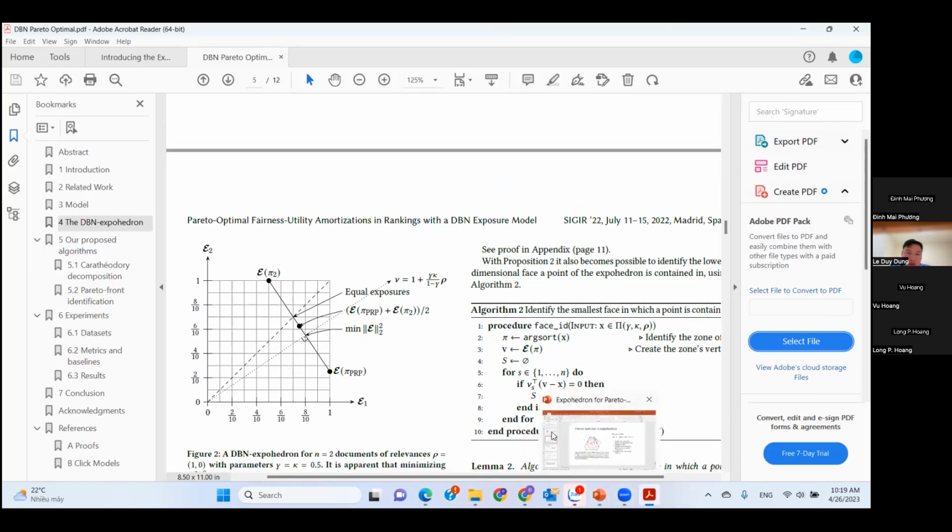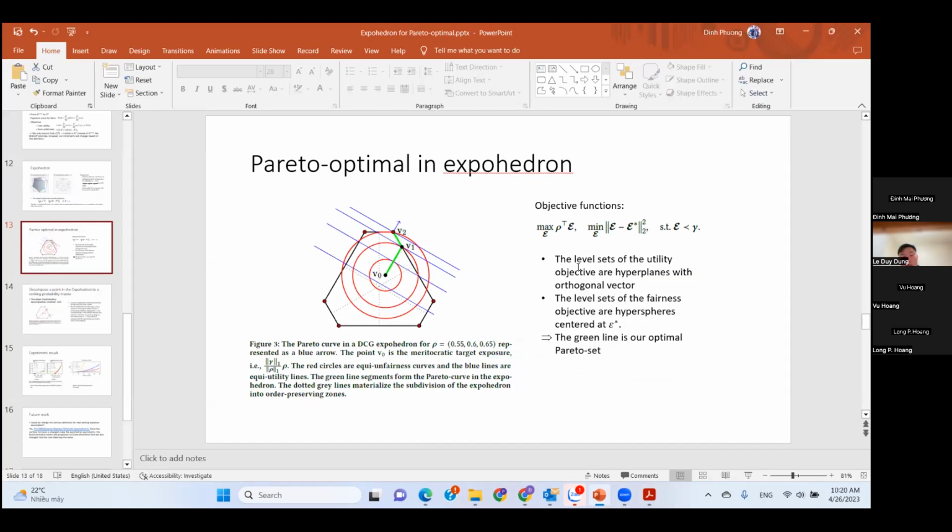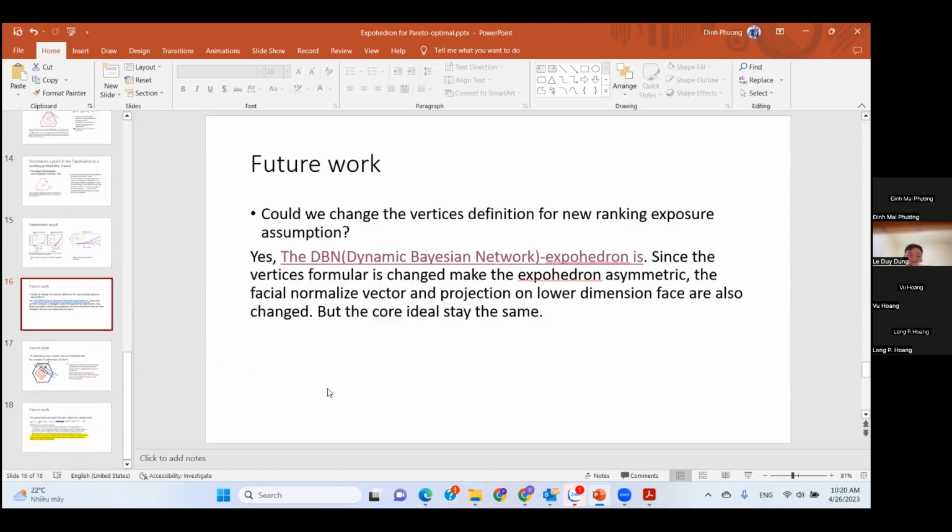That's another idea about how they use the Expohedron in the recommender system, with a different definition of vertex and a little bit of a twist in the projection. The whole idea is still the same. They still follow the transpose row, still project it onto the faces, and still make the intersection of the line and the circle the optimal point on the Pareto front. That is what the original authors followed up with in their original paper.